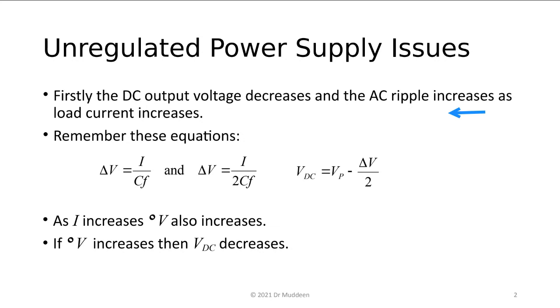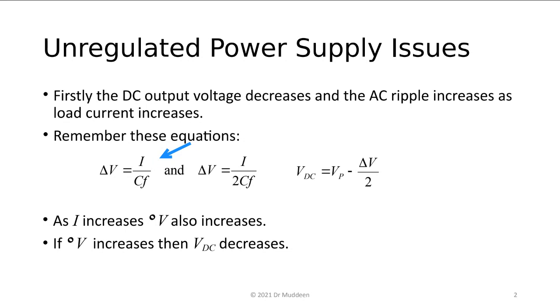There is a ripple. And the more current you ask the unregulated supply to provide, the more that ripple increases. And you can calculate the ripple from these two equations that we had here, depending on whether you're dealing with a half-wave rectifier, which was this one here, or the full-wave rectifier. That little degree sign is supposed to be a delta. As the current increases, delta V, which is the ripple on the voltage, increases.